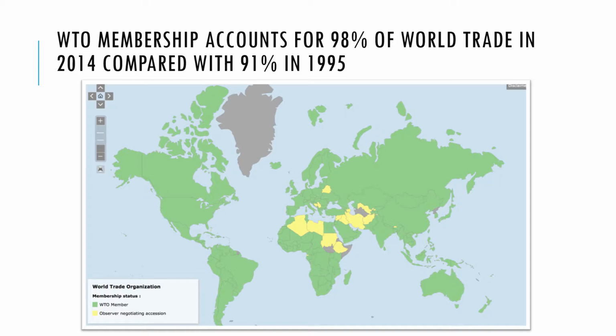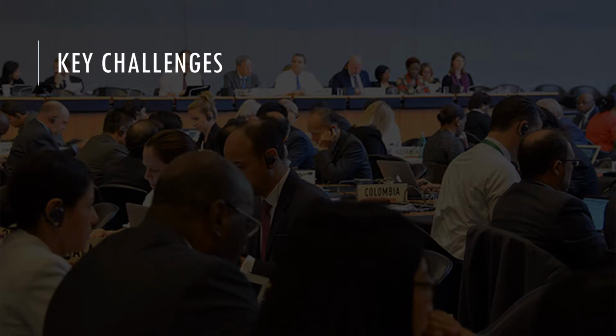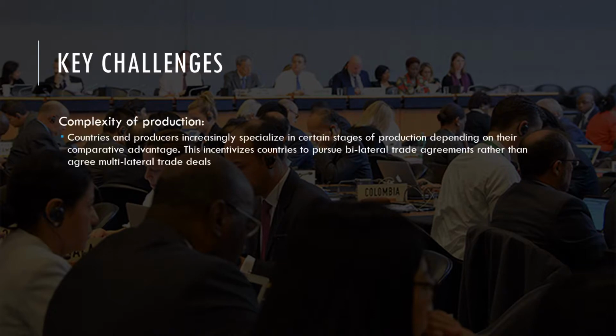Now, these days, most countries are members of the WTO. 95% of world trade is undertaken by WTO member countries, compared with 91% in 1995. But the WTO increasingly faces a number of challenges. One of them is the complexity of production. So countries typically specialize in areas in which they have comparative advantage. This then incentivizes countries to try and pursue or agree trade agreements with another country to then trade and exchange, rather than agreeing trade agreements with all countries.